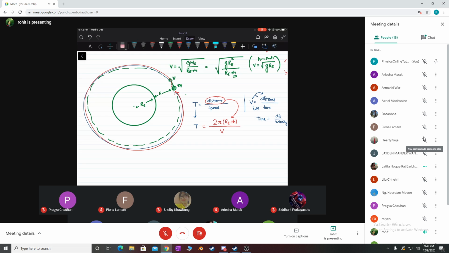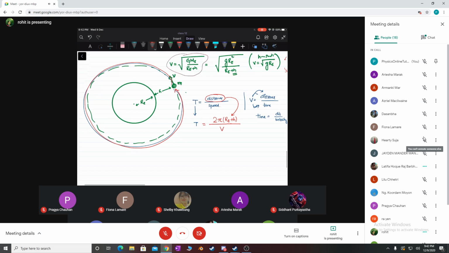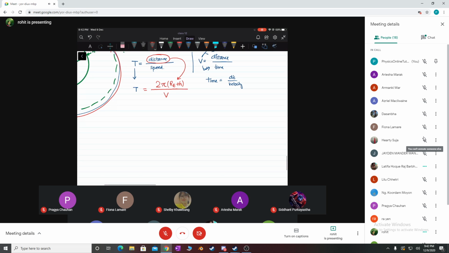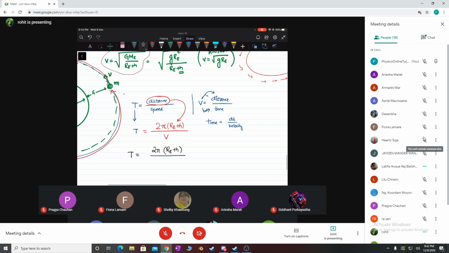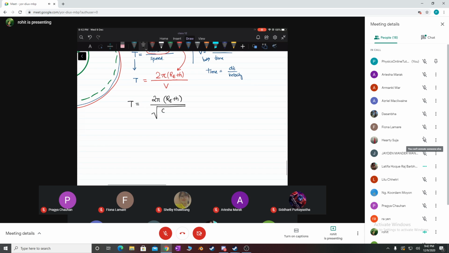Yes, sir. So I'm simply going to use this formula now, the one for your V. Check, and you can help me out. So I'm writing here T equals 2 pi (Re plus H), divided by V, and V, as you just saw, is root over of capital G M E divided by Re plus H. No square, nothing. So we got this one.